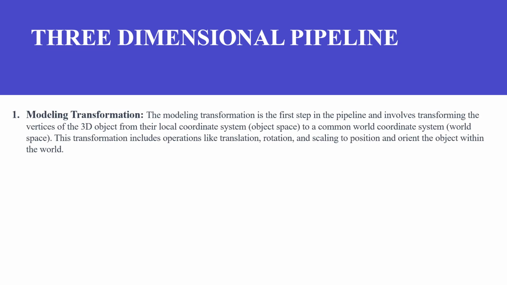Modeling transformation. The modeling transformation is the first step in the pipeline and involves transforming the vertices of the 3D object from their local coordinate system, known as object space, to the common world coordinate system, the world space. This transformation includes operations like translation, rotation, and scaling to position and orient the object within the world.